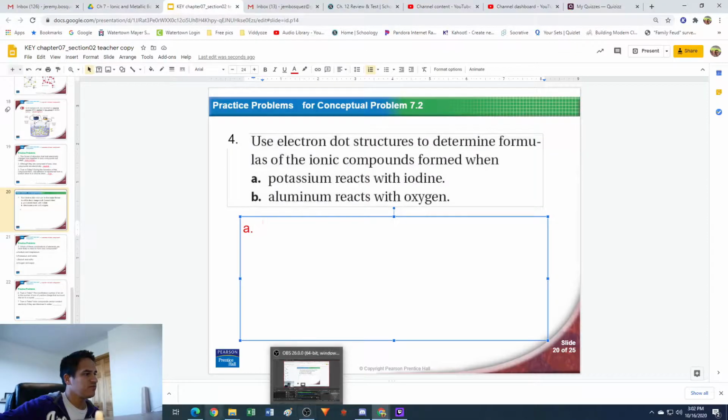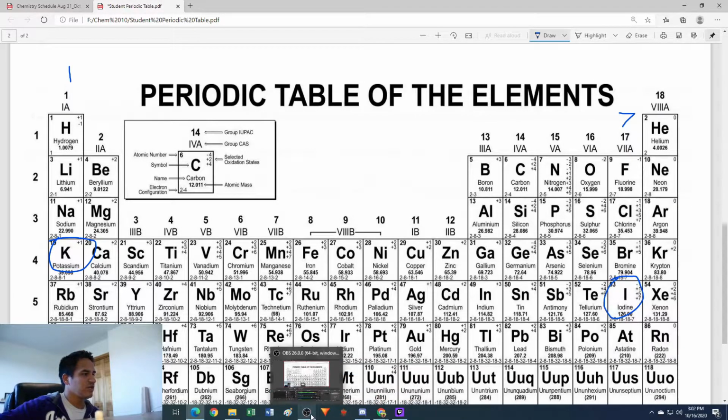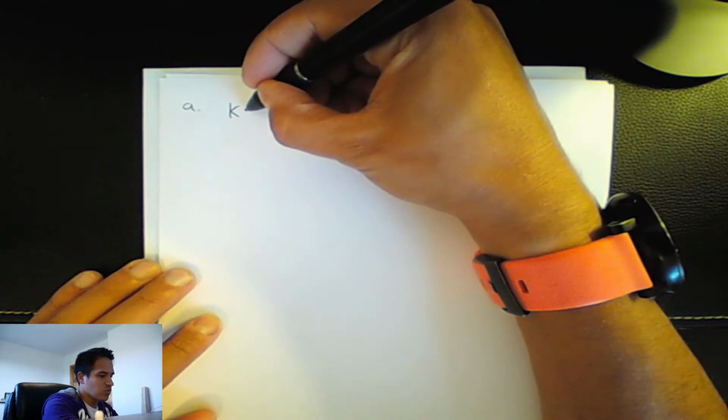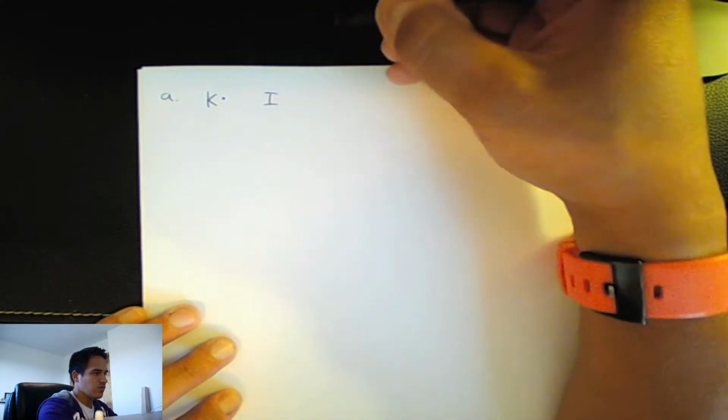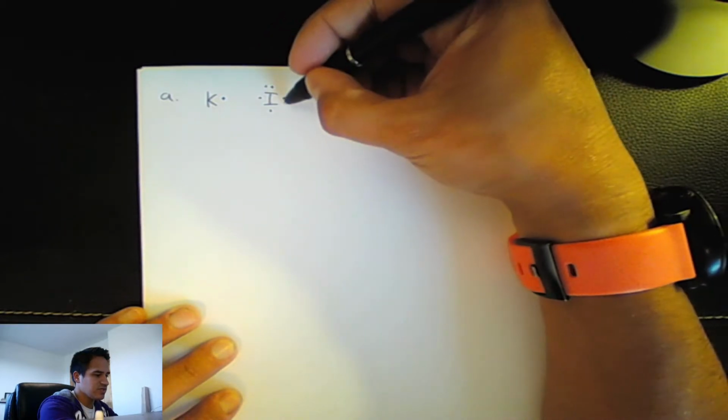We have potassium, which is on the left-hand side of the periodic table here in column 1, and iodine, which is on the right-hand side in column 7. So potassium is going to have 1 valence electron, and iodine is going to have 7 valence electrons. Let's go back to our paper and draw these in here. We have potassium, which is a K, and we're going to draw this with 1 dot on it because it has 1 valence electron. Iodine is I, and we're going to draw that with 7 dots on it because we have 7 valence electrons.